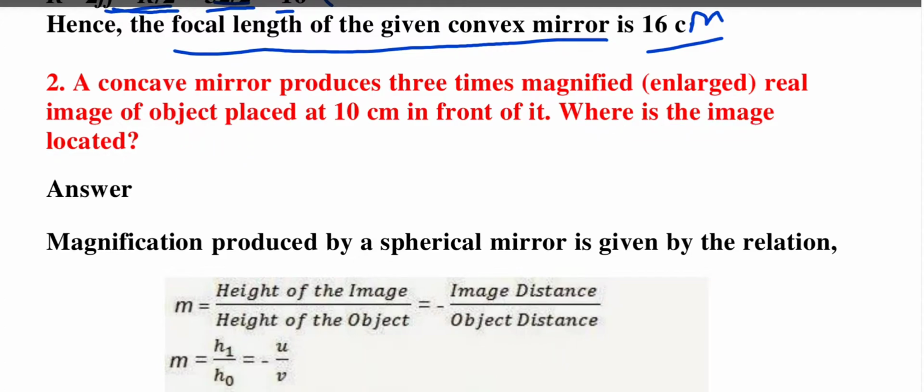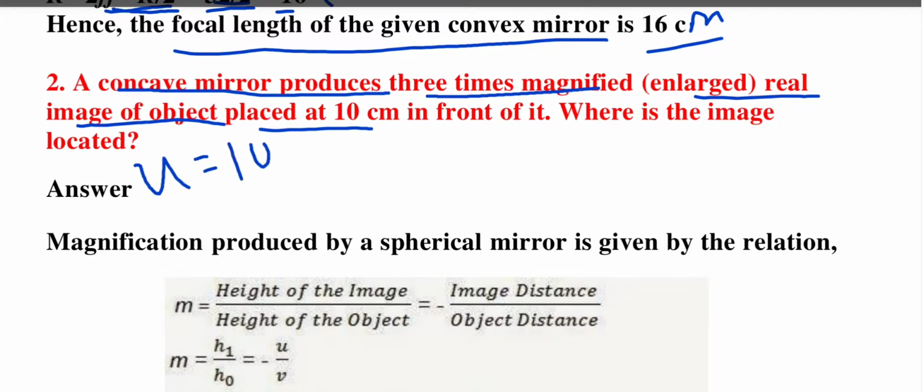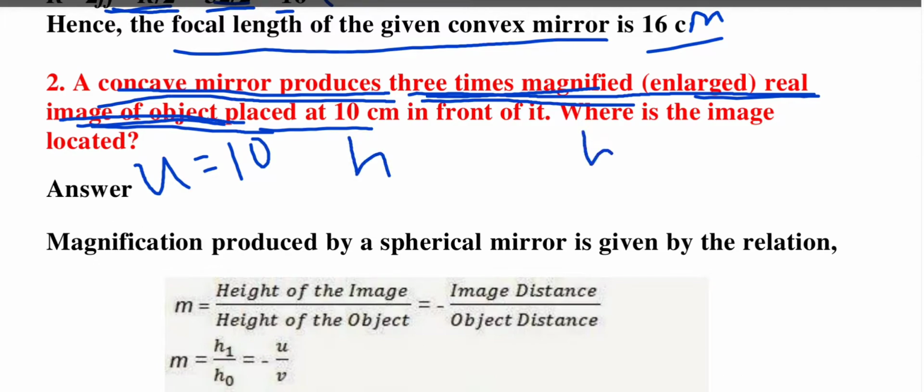So first understand what the given data is. A concave mirror produces 3 times magnified, enlarged real image of the object placed at 10 centimeter. They have given u as 10 centimeter. 3 times magnified real image of the object means, h is the object height, h prime is the image height.